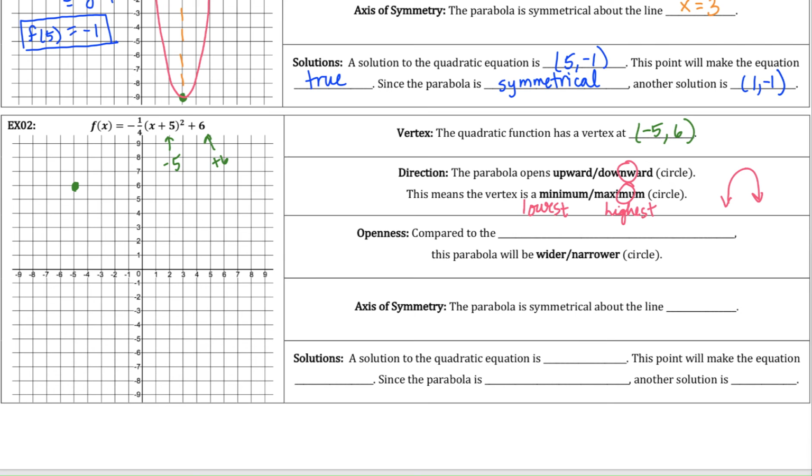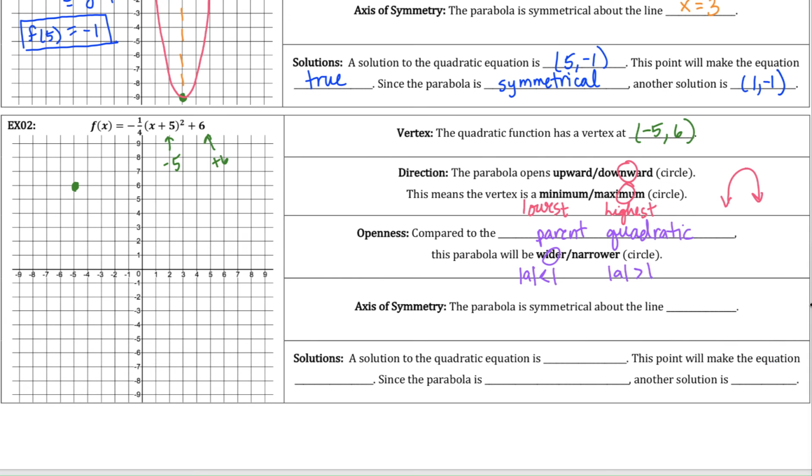So compared to the parent quadratic, we look here, will it be wider or narrower? Well, remember, we ignore this negative. 1/4 is less than 1, so it's going to be wider. I put that the absolute value of a was less than 1. If it's narrower, the absolute value of a is greater than 1.